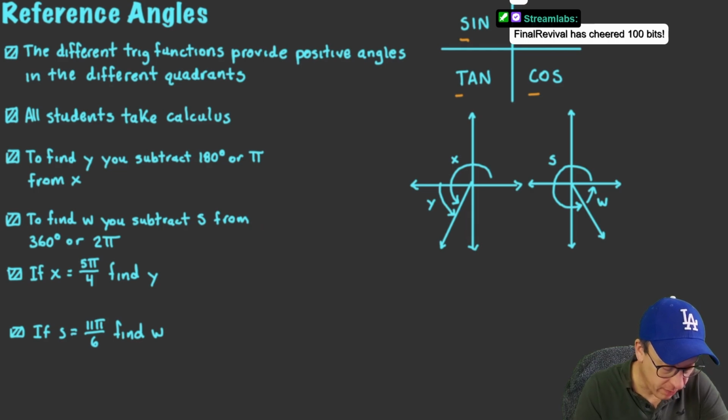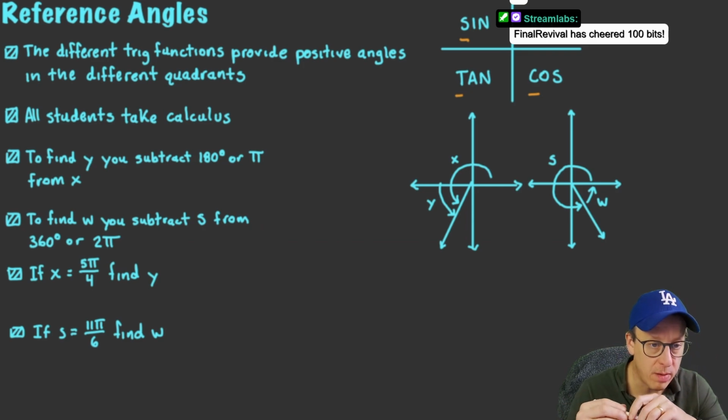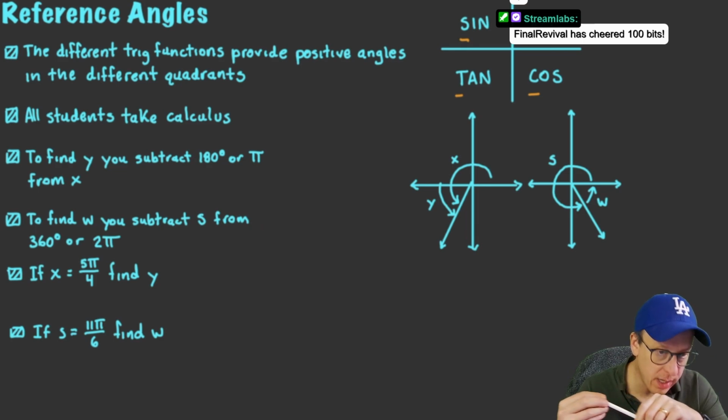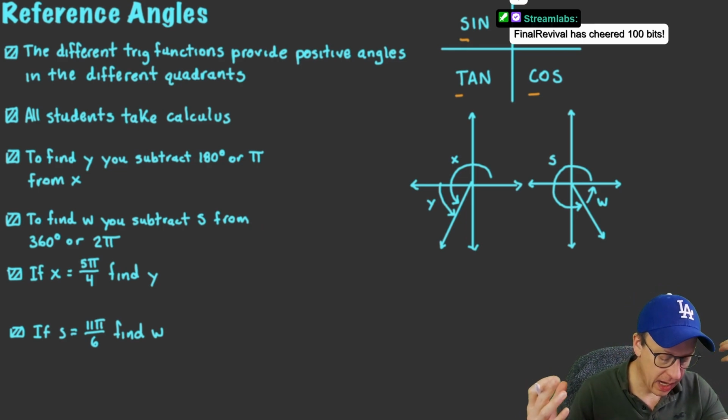All right, so to find y, you're going to subtract 180 or pi from x. And to find w, you're going to subtract s from either 360 degrees or 2 pi. Again, it's just memorizing the differences between the degrees and the radians, which I covered previously. So let's work through an example.